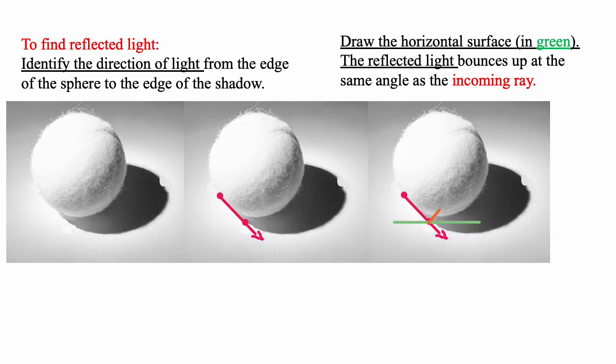To find the reflected light, identify the direction of the main light that goes from the edge of the sphere to the edge of the cast shadow. Then draw a horizontal line and find a light ray that bounces up at the same angle so that this angle equals this angle.